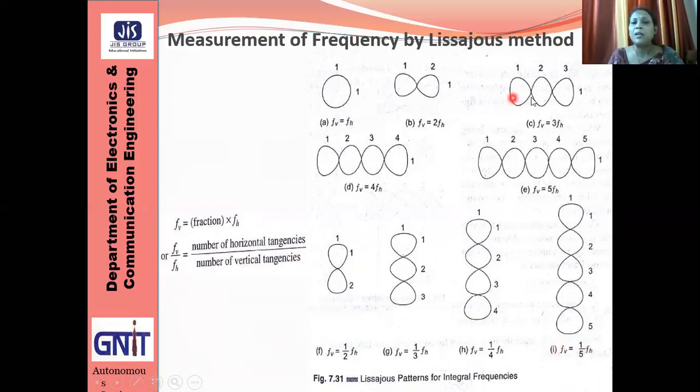All these are examples of Lissajous figures. The scientist Lissajous invented this. So as per the name of the scientist, this figure is called a Lissajous figure or Lissajous pattern.